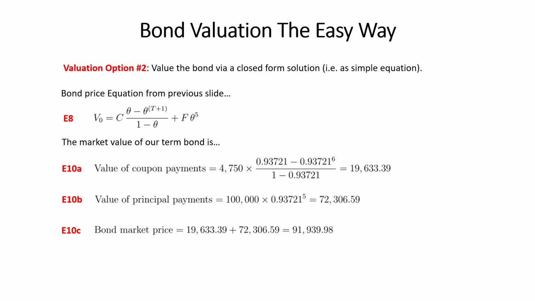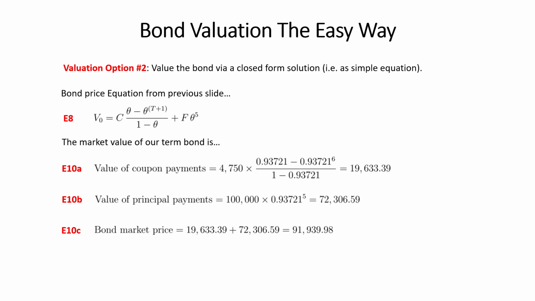So for bond price, that's going to be equation E10C. That's going to be the sum of the value of the coupon payments plus the value of the principal payments, which is 19,633 in equation E10A plus 72,306.59 in equation E10B. So E10C is the market price of the bond, and the answer to our hypothetical problem. Add those things up, the bond is worth 91,939.98. And if we go back to our spreadsheet, that's exactly the number we get.